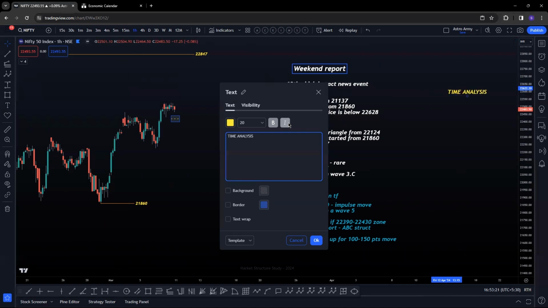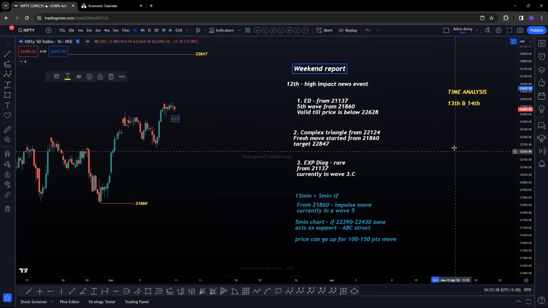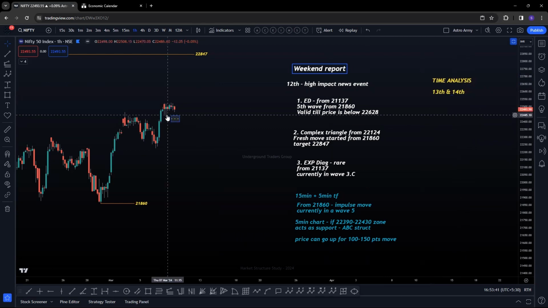Why are we doing time analysis? I have already taught you many times, in this chart you cannot do anything without time. Time is the major part of it. So as per our time analysis, the 13th and 14th are important for us, right? So what is happening in the price before that will tell us.